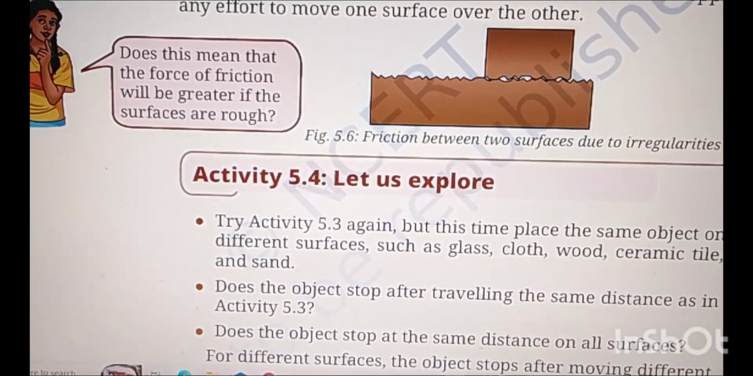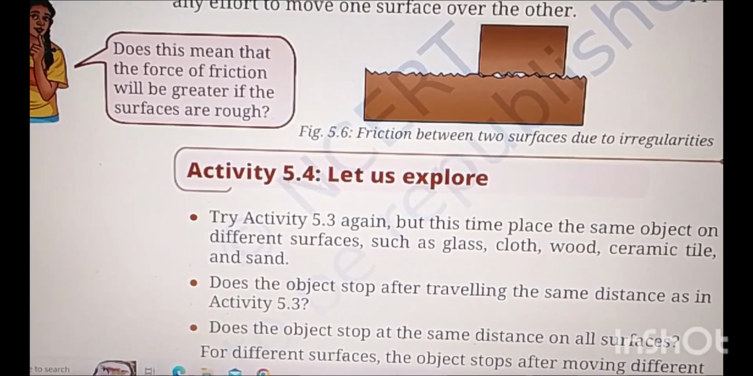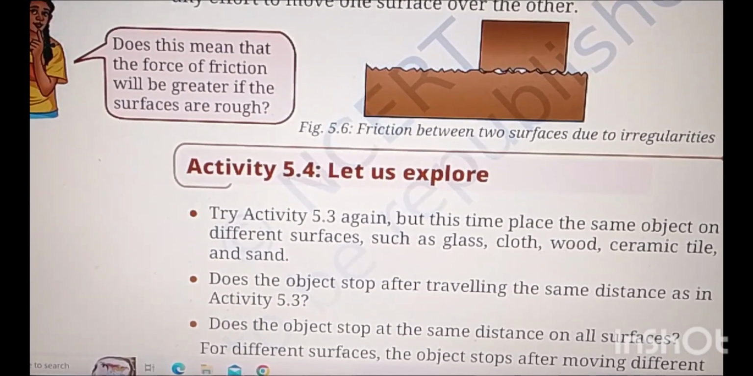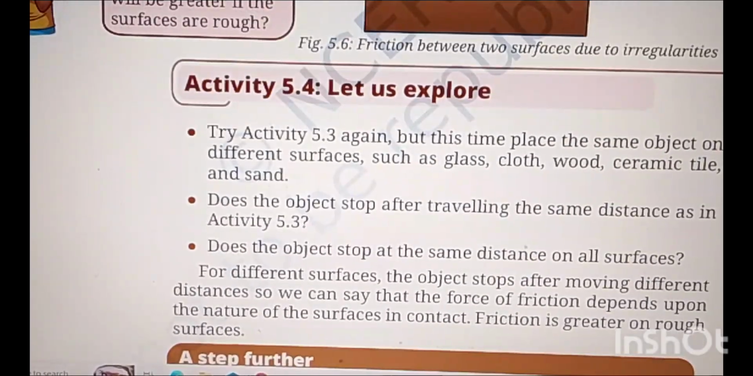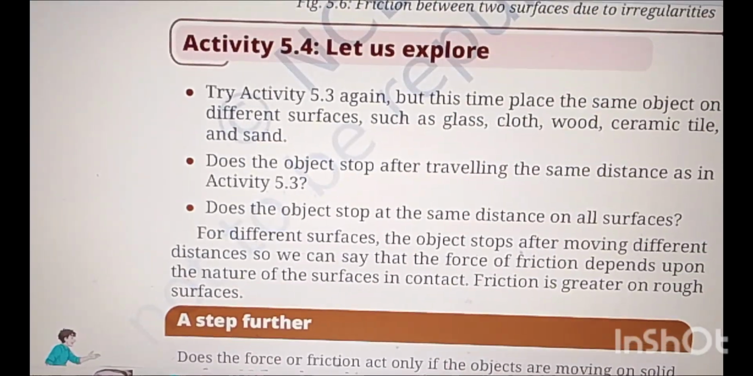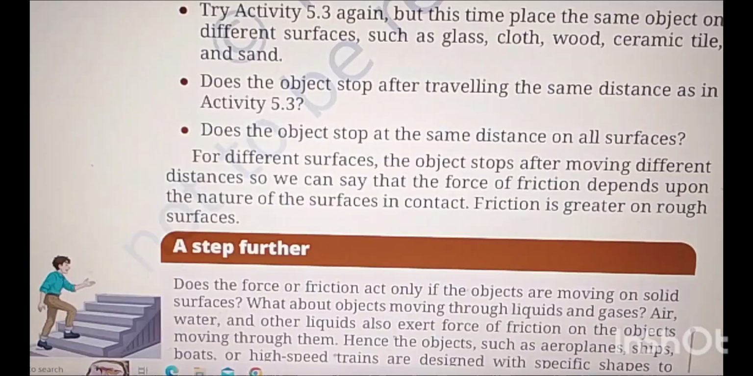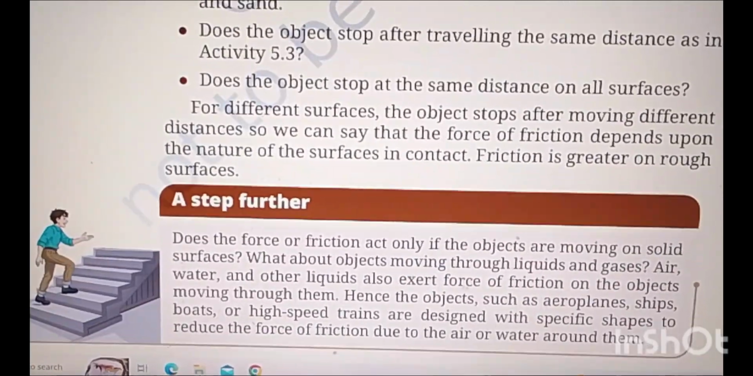This is an example of an irregular surface. The friction between these two surfaces, due to irregularities, there is actually friction. Okay, if the surface is irregular, there will be friction, the force much more than that of a smooth surface.